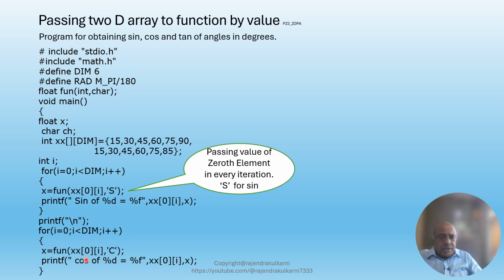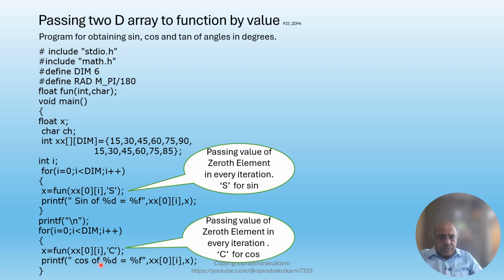What we are doing here in these two loops is we are sending, in both the loops, the 0th element of the 2D array, which is the 1D array having values 15, 30, 45, 60, 75 and 90. So the same 0th element of the 2D array we are passing for getting sine and cosine of the angles.